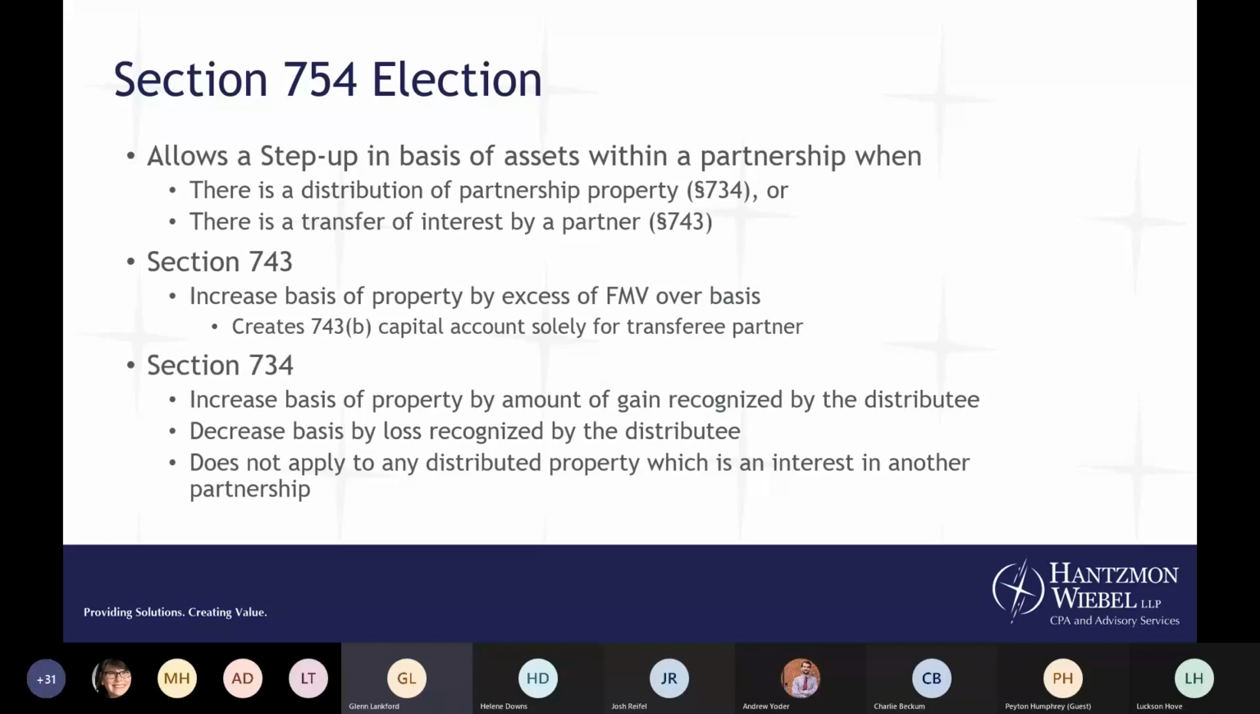Also want to point out the 754 election is permanent. It can only be revoked with the IRS commissioner's consent. So you do kind of have to be careful with it.